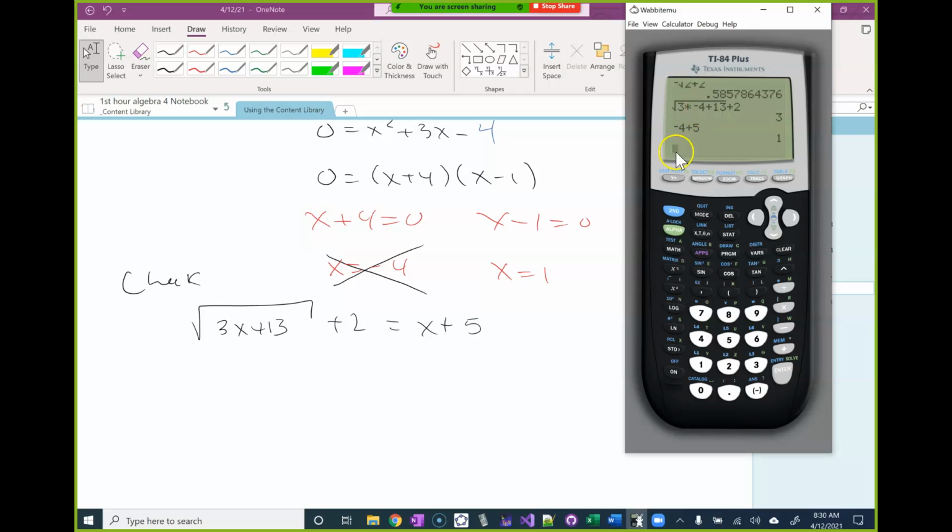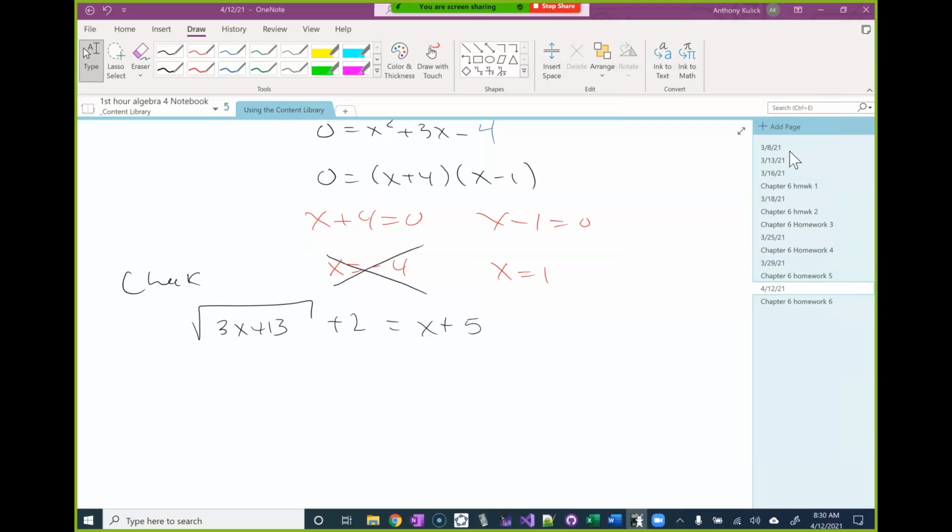Notice when I put -4 in for x, I got two different answers. Everybody see that? So let's try the +1. There, that did work. Notice I get both of them are the same. So here I have just one solution.